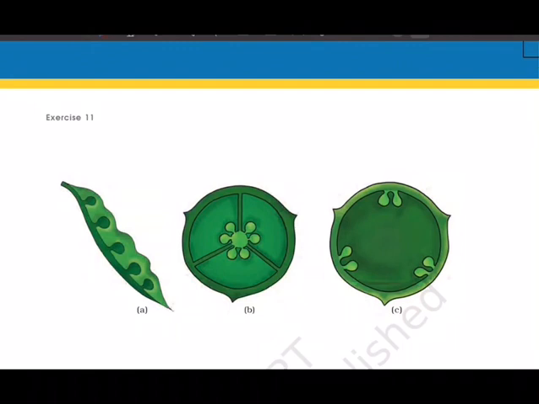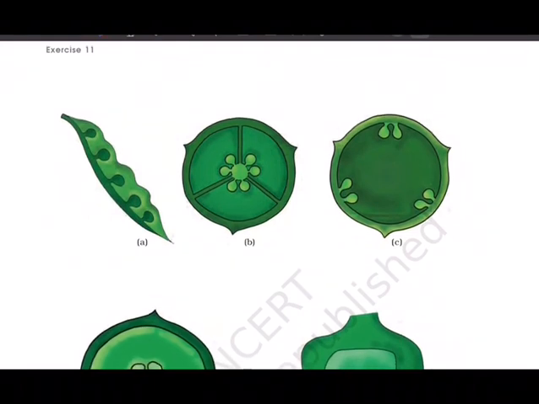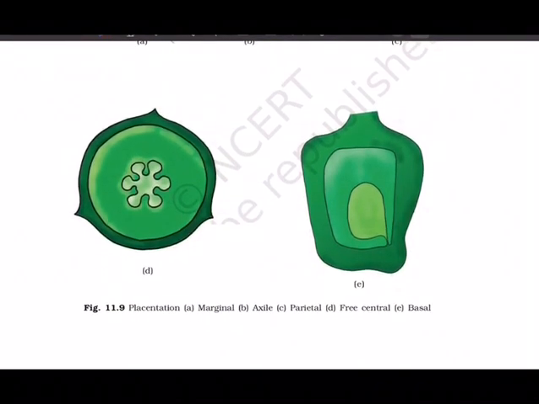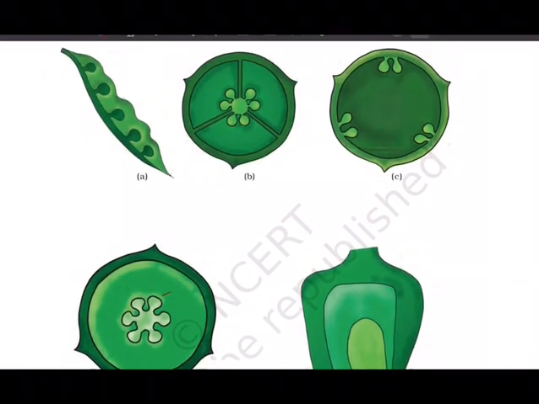Hence, we have been discussing it, and as part of it, as all of you know, we were talking about placentation. Basically, placentation is the way that the ovules are arranged in the axis. There are 5 types we discussed. One is marginal placentation. You can see the ovules here.